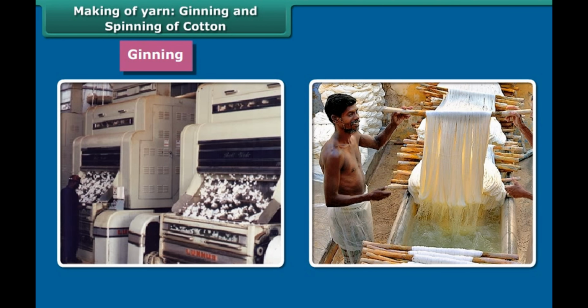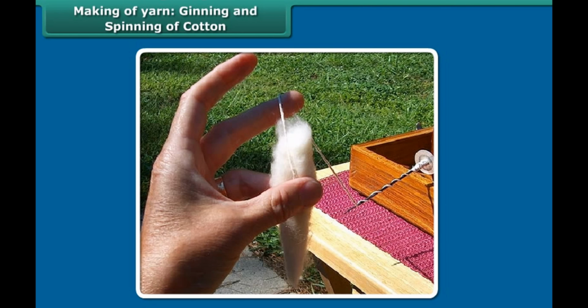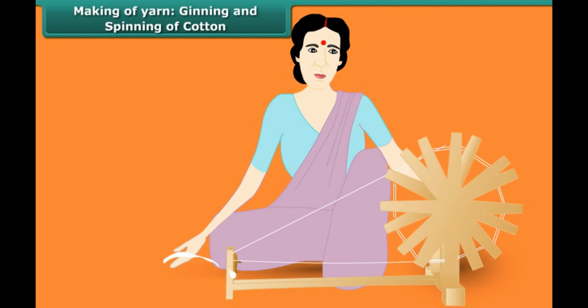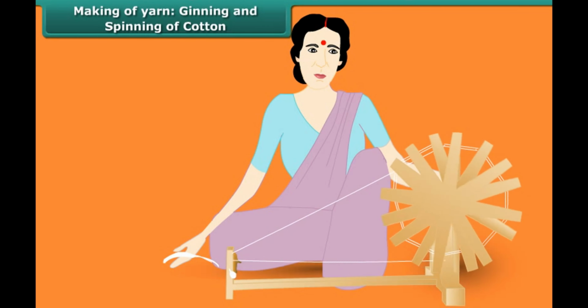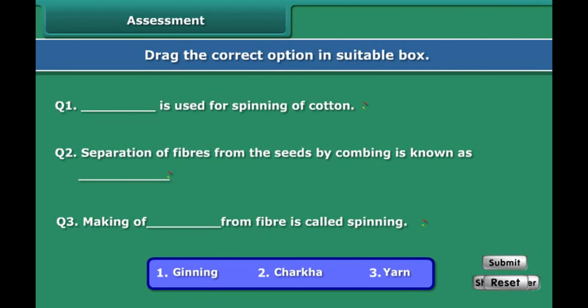Do you know how a yarn of cotton is made? Take some cotton wool, fix one end with a clip, then fix the other end with another clip. Hold the two clips in two hands and pull out the cotton. Twist the cotton continuously till it finally turns into a yarn. This simple device used for spinning is a hand spindle called takli. Do you know about charkha? It was very popular during the independence movement. Drag the correct option in the suitable box.